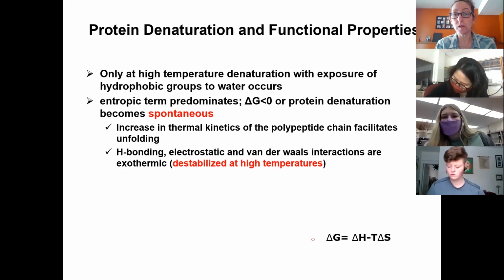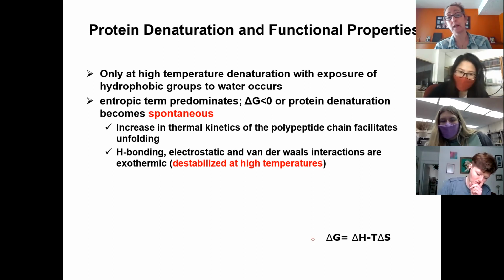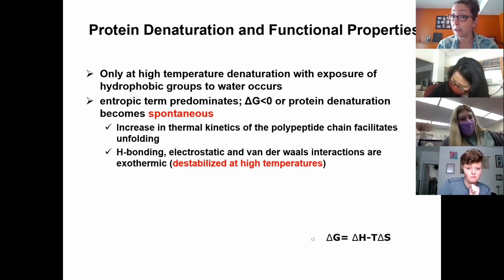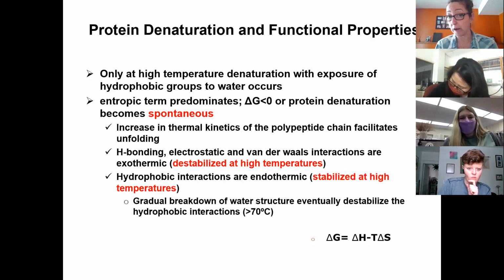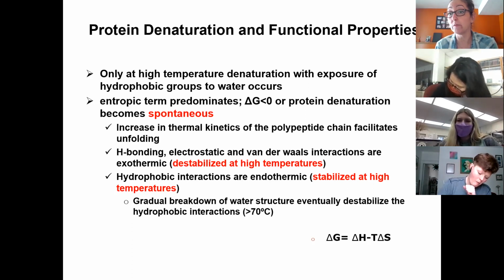So with the heat, we have an increase in thermal kinetics, facilitating unfolding, basically. And like I said earlier, the hydrogen bonds, electrostatic, van der Waals interactions are exothermic. So in the presence of heat, they are destabilized, whereas hydrophobic interactions are endothermic. So they are stabilized by heat up until a certain temperature, which is specific for different proteins. We'll learn about that later. Every protein has a different denaturation temperature.